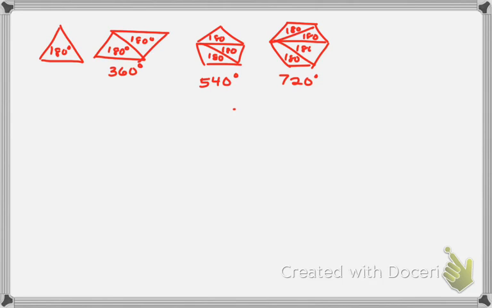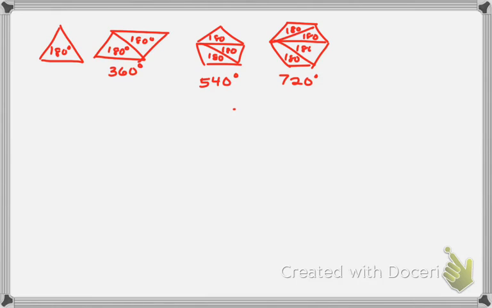Can anybody come up with a formula that could determine how many triangles are inside a shape? 180 times x equals. Just triangles. Don't worry about the 180 yet. How many triangles are inside each shape? Here we had 1. Here we had 2. Here we had 3. Here we had 4.